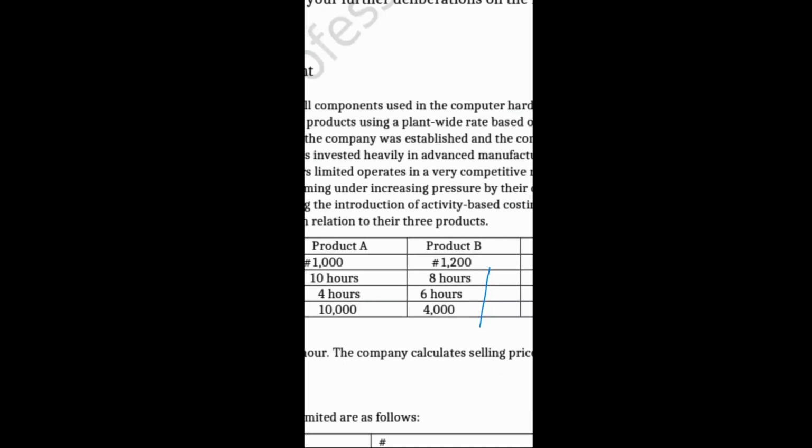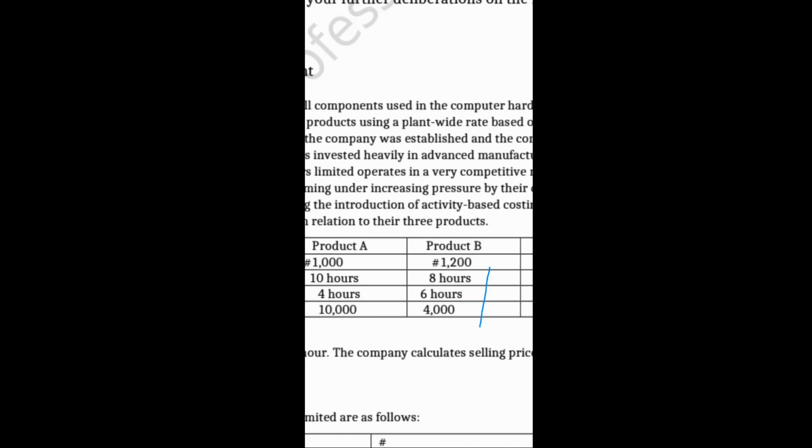When you are done, you can now add your costs. Material cost for A, 1,000. Labor cost for A, 1,400. Overhead cost for A, 300. Please add 1,000 plus 1,400 plus 300. What do you have? 2,700. That is the cost per unit of product A.